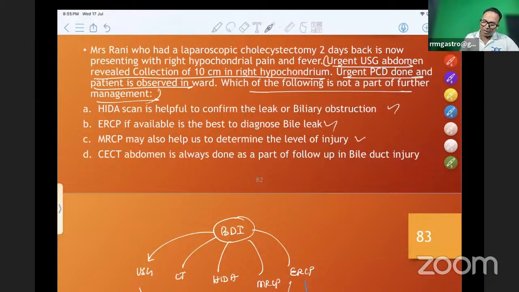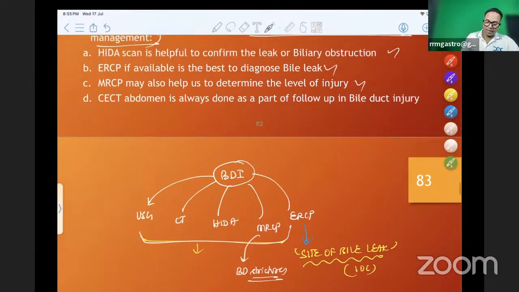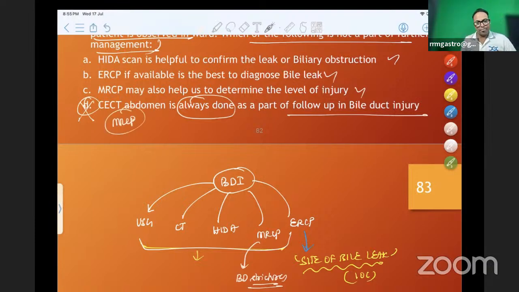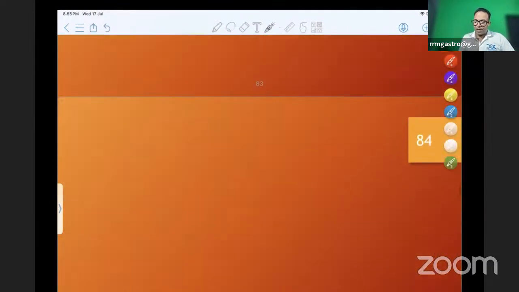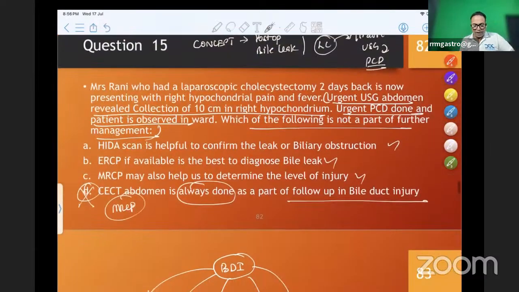MRCP may also help us to determine the level of injury, yes. MRCP will help you very well in bile duct strictures. In future, for bile duct strictures, it is very helpful. CT abdomen is not helpful after some time. In the follow-up, CT abdomen is not done. MRCP is always done in the follow-up. So the only thing I want you to remember here is that the ERCP classification of bile duct injuries is called Strasbourg. Okay, the answer here is D is wrong, not C.